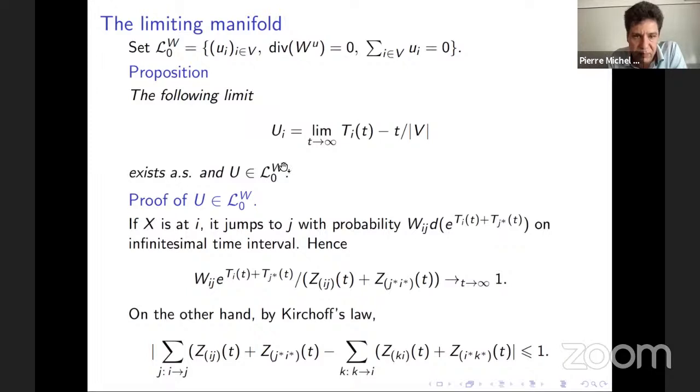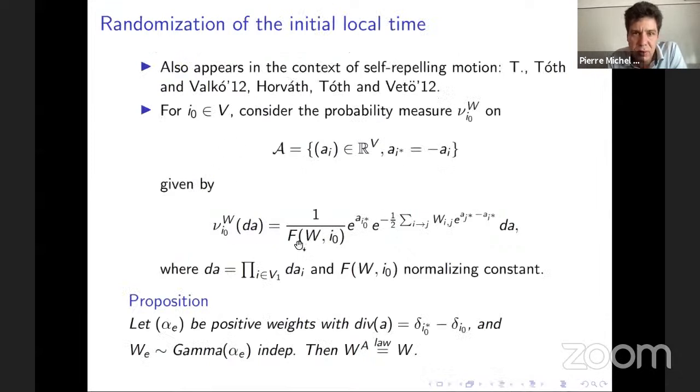Okay, and it's a simple proof, which basically relies on the fact that the limit Z, so renormalized, will have zero divergence. So I don't have time to explain it. And then what we do is we say, okay, it's not an exchangeable process, but if we now average it over some initial weights, it becomes exchangeable. So we take that averaging measure, nu I0W. So here f of Wi0 is simply the renormalizing constant.